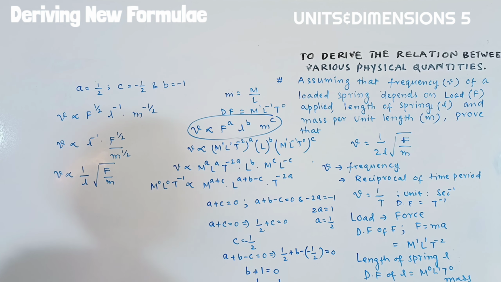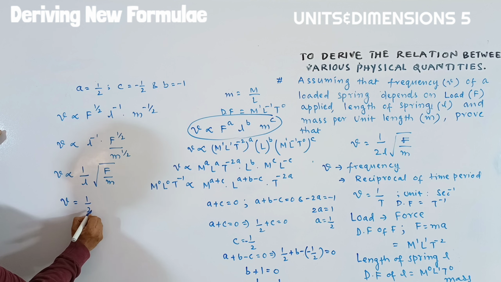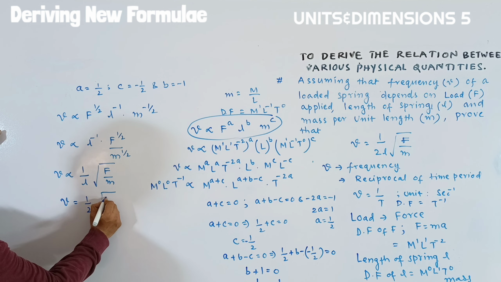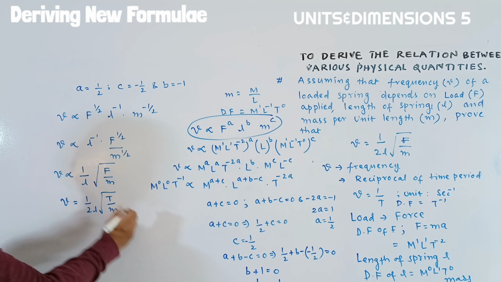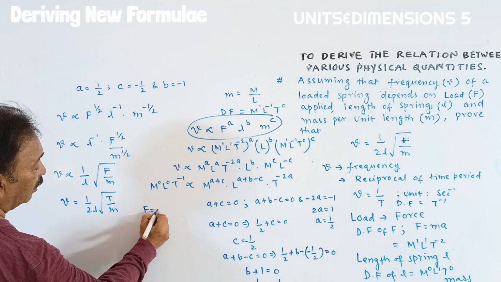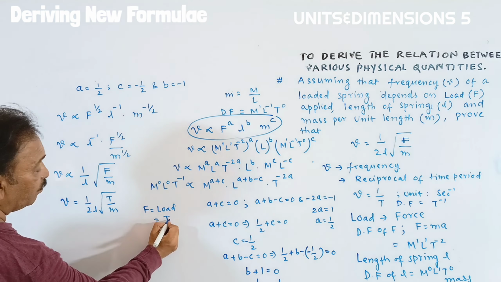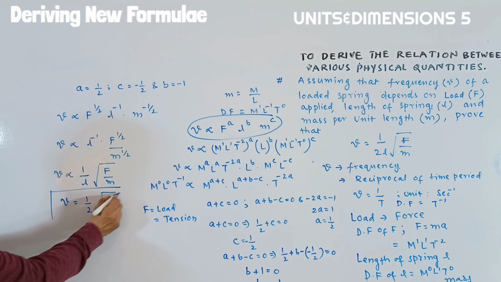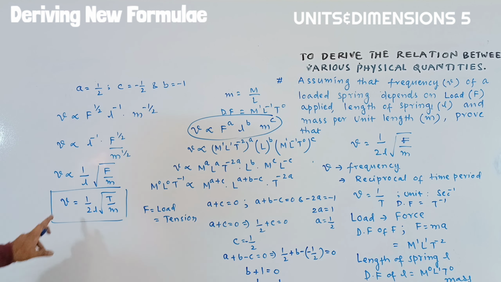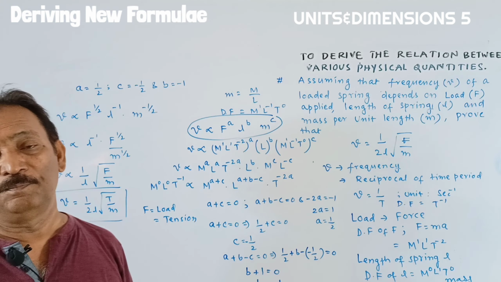Okay, students, if you take the proportionality constant as 1 by 2, we yield the equation 1 by 2L into root of T by M. It is the actual form of the equation. Here force, he said, force is the load. This load is known as tension, students. Tension is also a force. That's why finally we got the equation: frequency of a vibrating string is 1 by 2L into root of T by M. I hope you understood this problem.